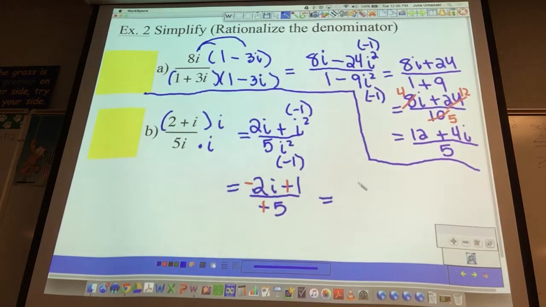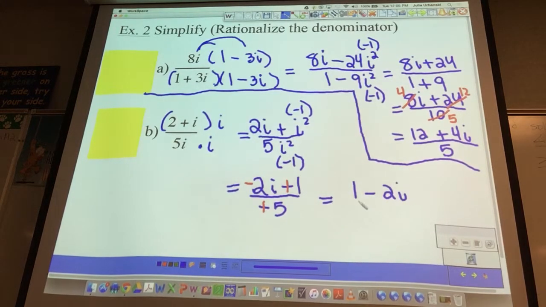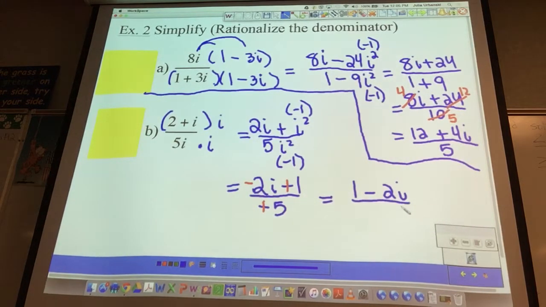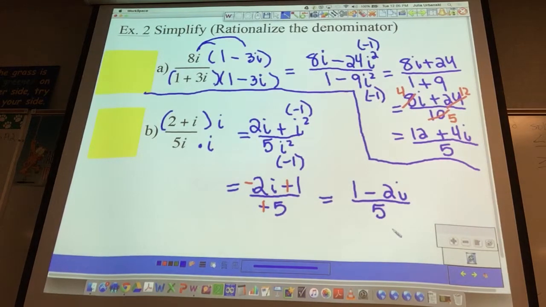So it would be 1 minus 2i, and then over positive 5. And that's the way your answer could look. That's the technically correct way to write it. So your entire goal is to get rid of any i's on the denominator, whatever it takes to make that happen.